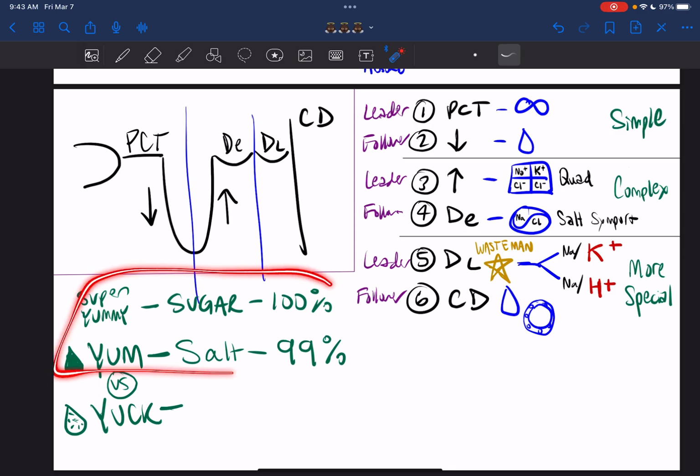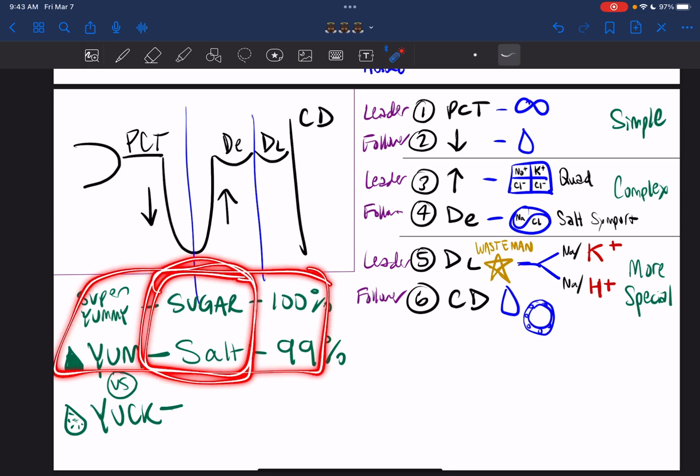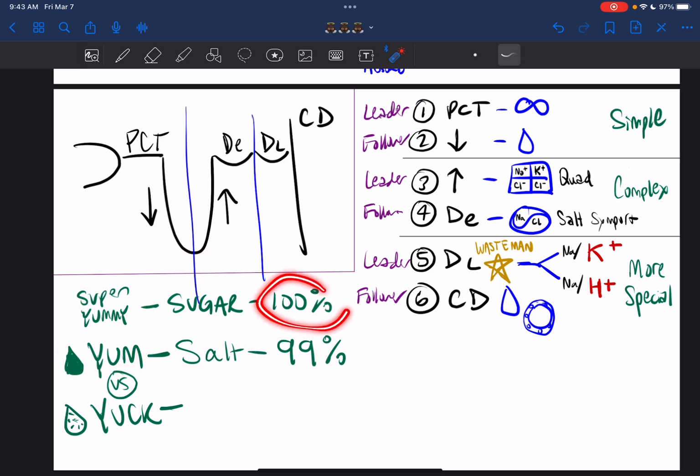So these are two very valuable things. Even though sugar is even more valuable, that's why we have obesity and everything in modern day, because our brain is programmed to always want more sugar no matter what, because it used to be so important for survival. But the more important thing that you'll spend more time talking about is salt, okay? And then yuck is waste products, creatinine, BUN, whatever, or I guess the H plus and K plus.